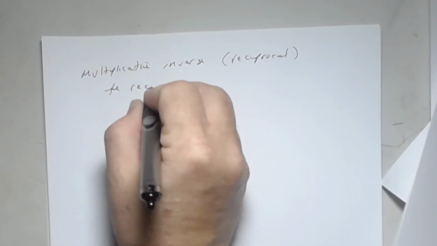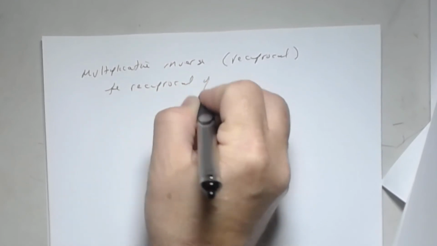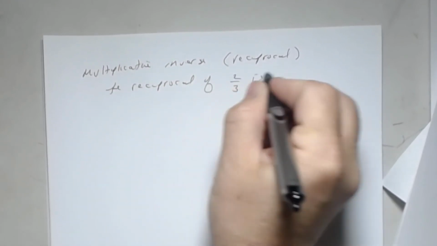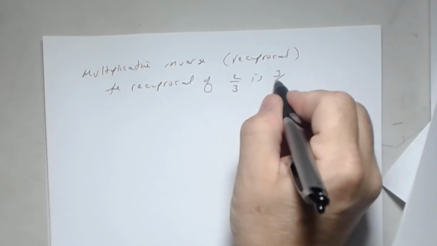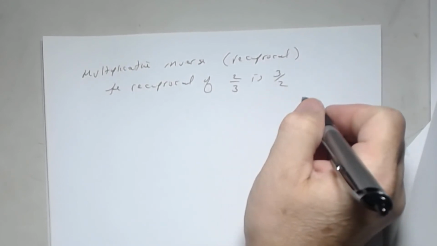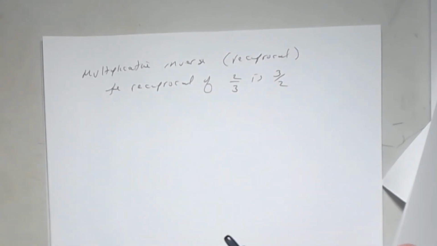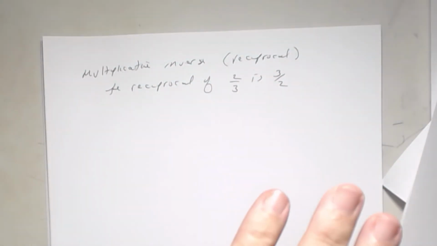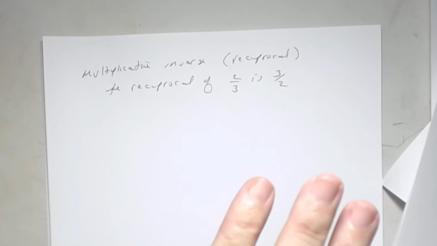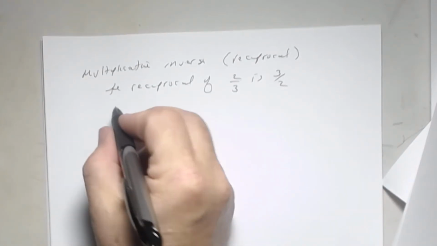The reciprocal of 2/3 is what? 3/2, right? Now don't make it negative. That's nothing to do with that. It's just like a reciprocal. The numerator becomes the denominator, and the denominator becomes the numerator.